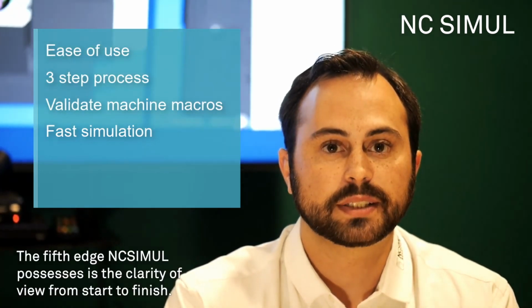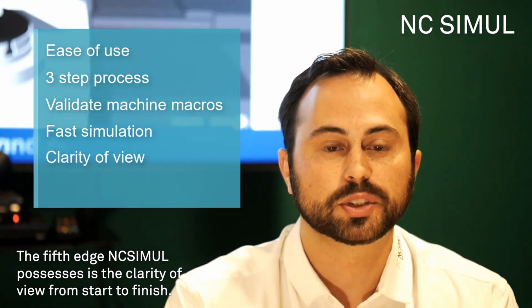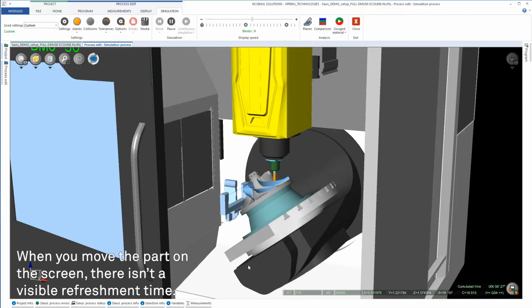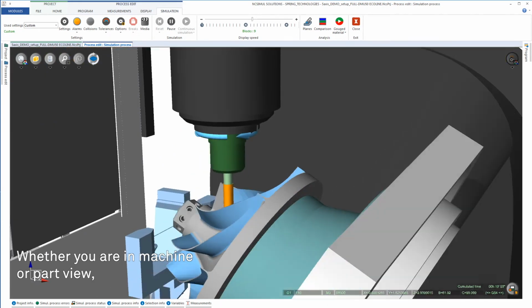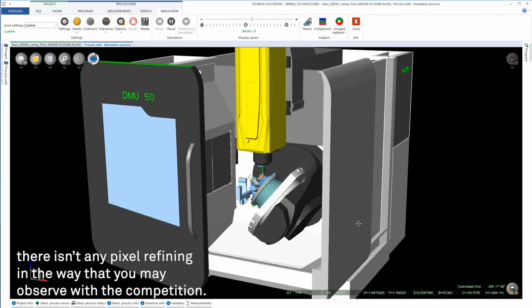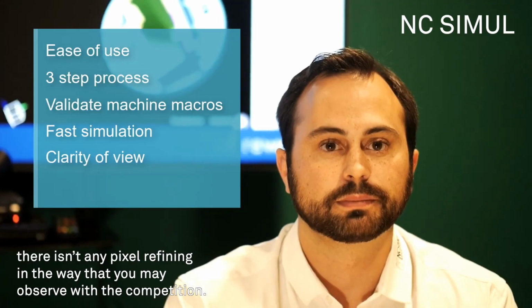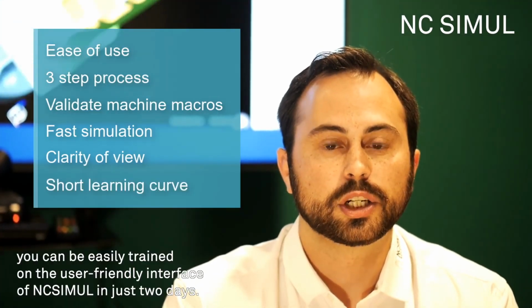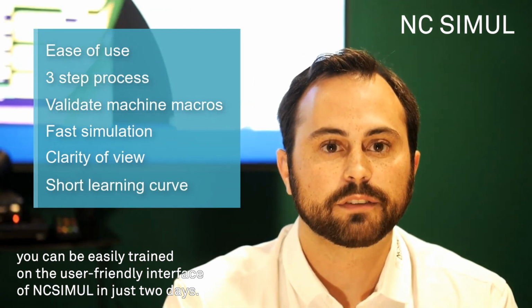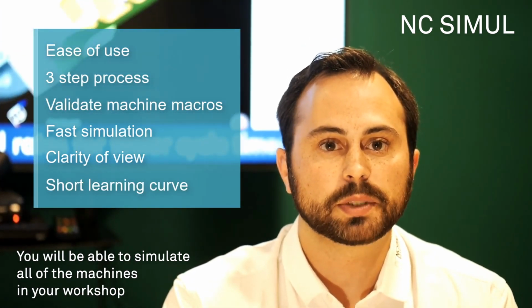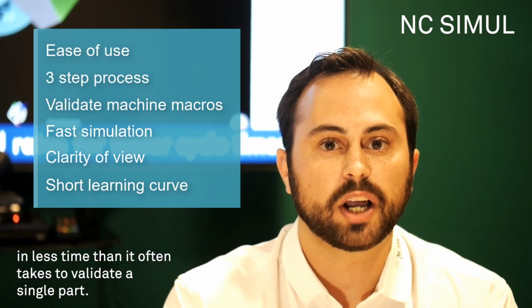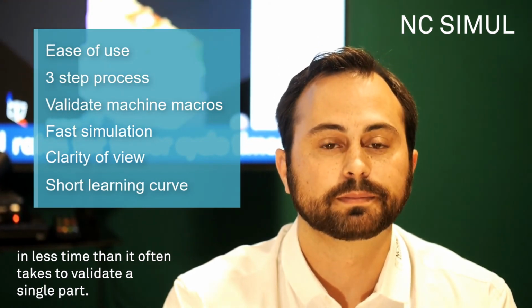The fifth edge NC-Sim possesses is the clarity of view from start to finish. When you move the part on the screen, there isn't a visible refreshment time. Whether you are in machine or part view, there isn't any pixel refining in the way that you may observe with the competition. And lastly, you can be easily trained on the user-friendly interface of NC-Sim in just 2 days. You will be able to simulate all of the machines in your workshop in less time than it often takes to validate a single part.